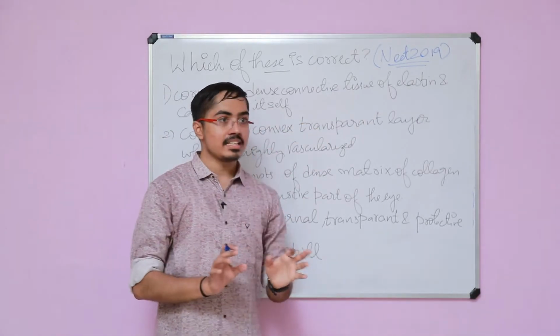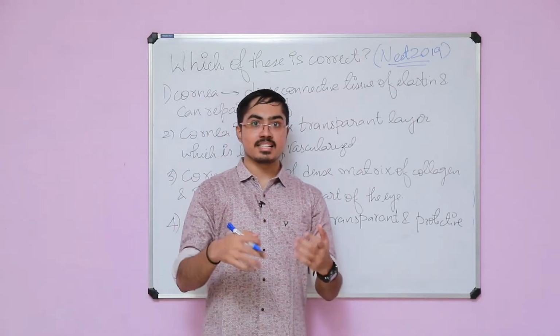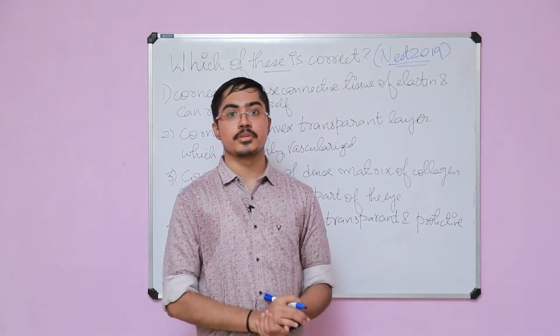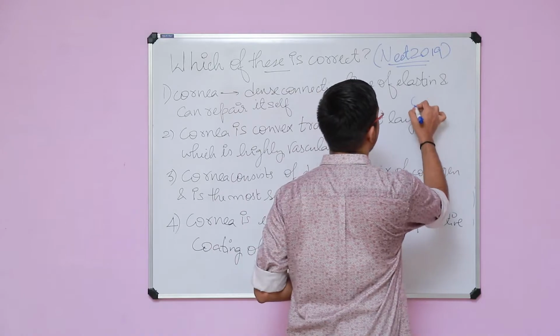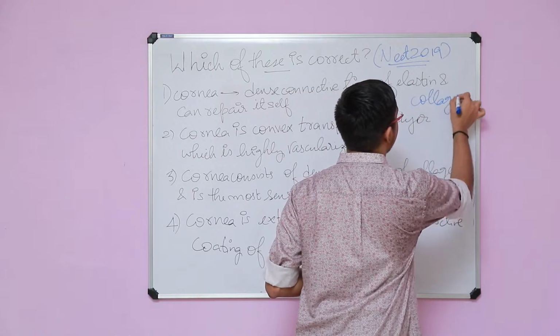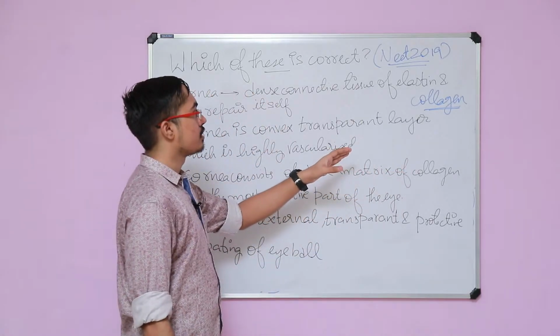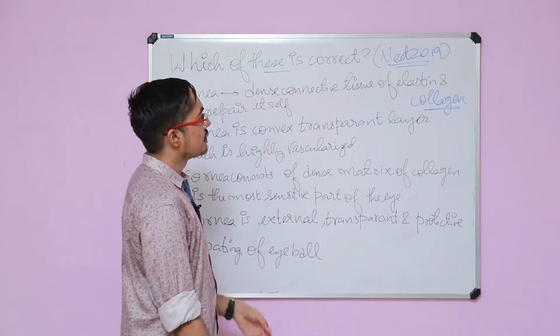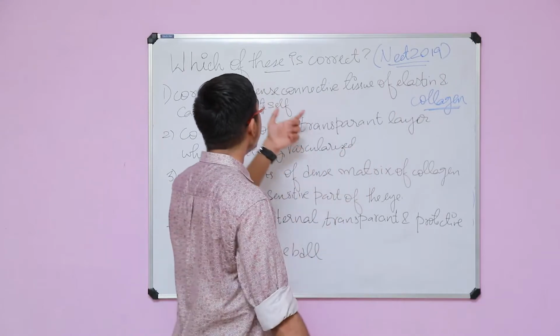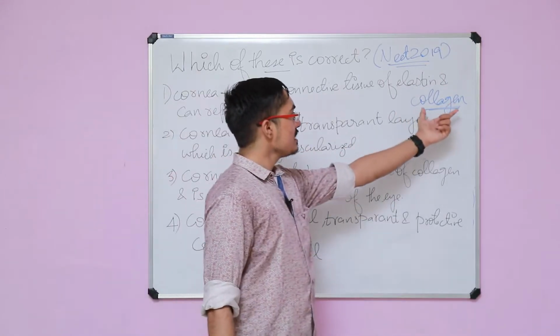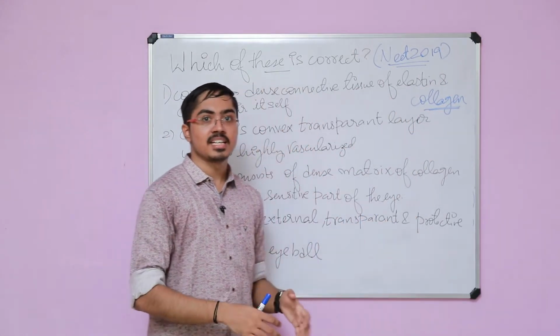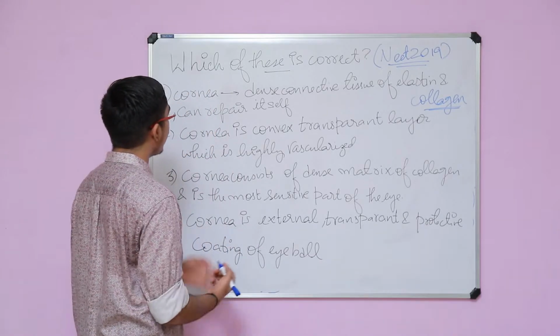See, in the NCERT they say dense connective tissue. So what is this dense connective tissue? It is made up of collagen, not elastin. So that is the knowledge gap you have once you only read this particular NCERT text. You cannot skip these kinds of classes. Elastin is not the connective tissue over there, but collagen is the dense connective tissue that the NCERT people are talking about, and it can repair itself.